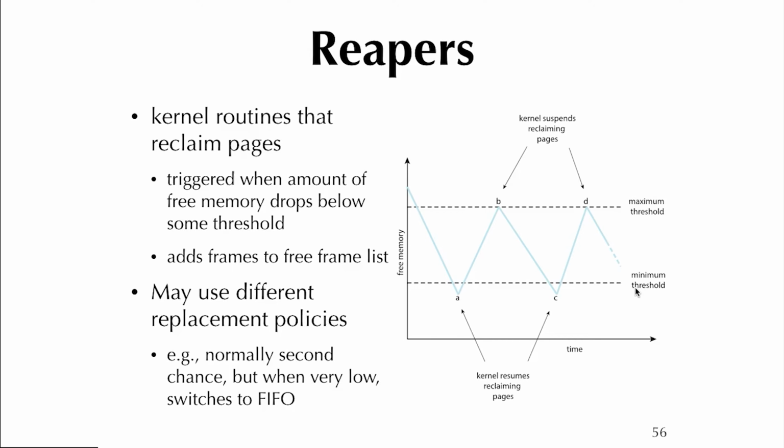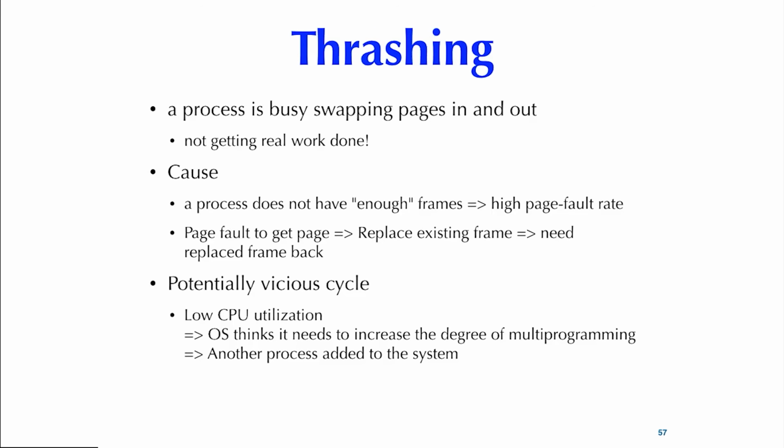And how do you do this? Well, a lot of times you use what's called second chance, but then you could also pick what's called FIFO when the memory drops really, really low. Why? Because at that point, you're somewhat desperate, right? So picking out any page is probably just as good as any other page by that time. So FIFO just makes it kind of fair. Everybody gets a turn getting kicked out. Okay, so that's what Reaper does.